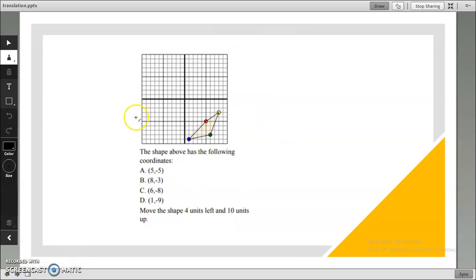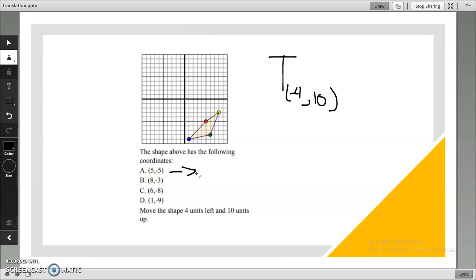Let's do another one. It says the shape above has the following coordinates: 5, -5, 8, -3, 6, -8, and 1, 9. Move the shape 4 units to the left and 10 units up. Again, when I move to the left, that's negative. So my transformation is -4. And up is +10.